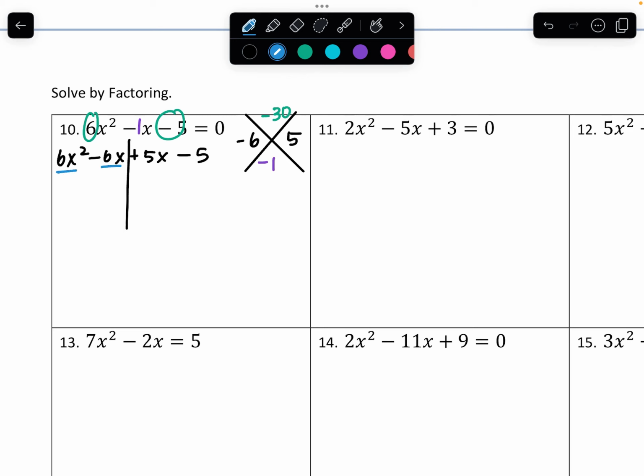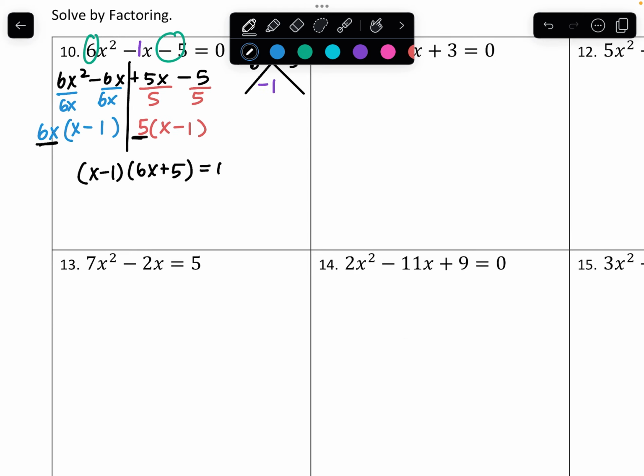And then out of the first pair, we can divide both by 6x. So 6x is the GCF, leaving us with x minus 1. And then for the second pair, we can divide both of those by 5, leaving us with an x minus 1. The x minus 1 matches, and so that's one of our factors, and then 6x plus 5 is the other.